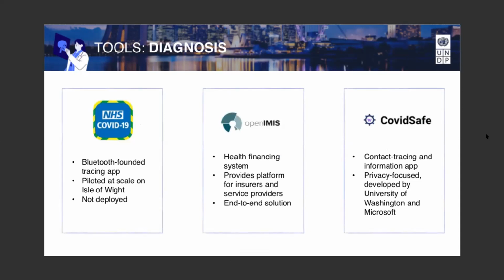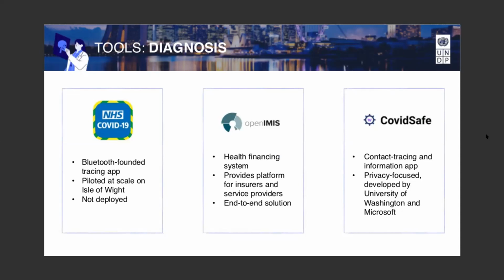And then finally on diagnosis, we have a few more contact tracing apps. The first is the one from the UK, the NHS COVID-19 app. Again, this uses Bluetooth. It's been tested at scale on the Isle of Wight in the UK, although recently it was shelved by the government in the interest of going with the solution that may be developed by Apple and Google. However, the code is still available for people to use and develop as needed.